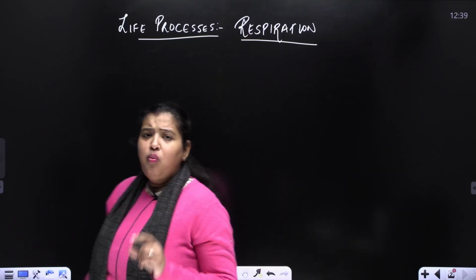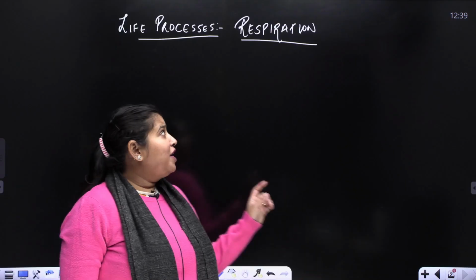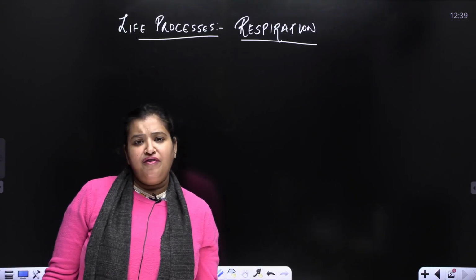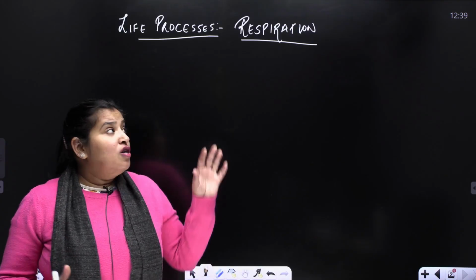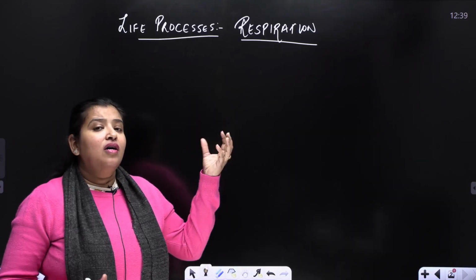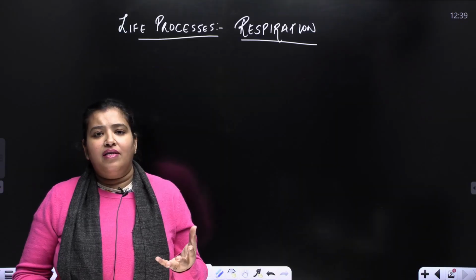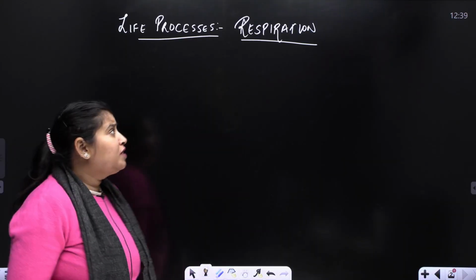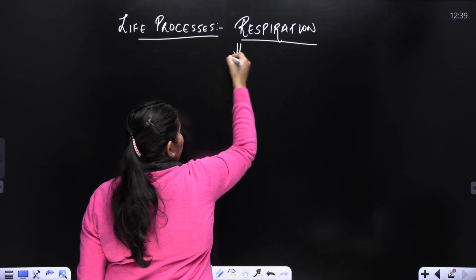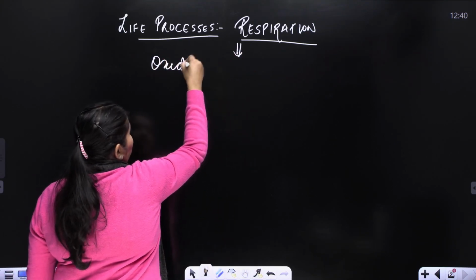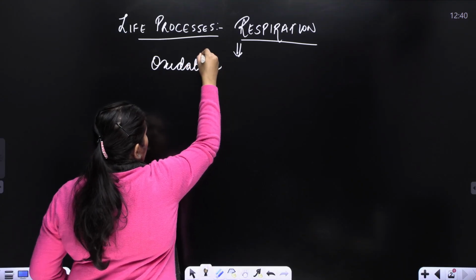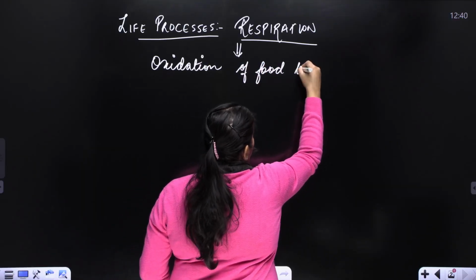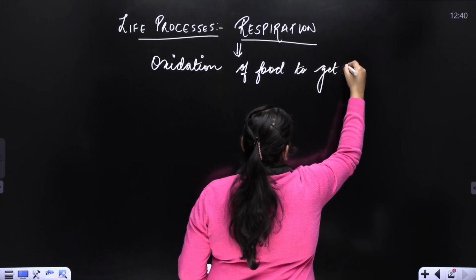Now, what is respiration? Respiration is a process, just like photosynthesis, but definitely it is not photosynthesis. So respiration is a process where the food we eat is oxidized. Why are we eating food? To get energy. So it is oxidized to release energy. So simply, respiration is oxidation of food to get energy.